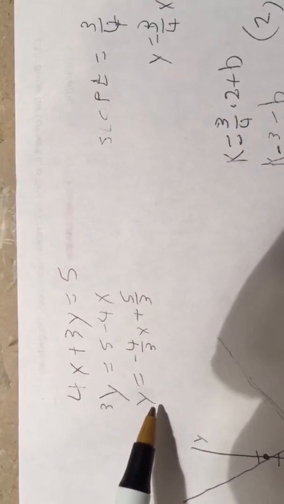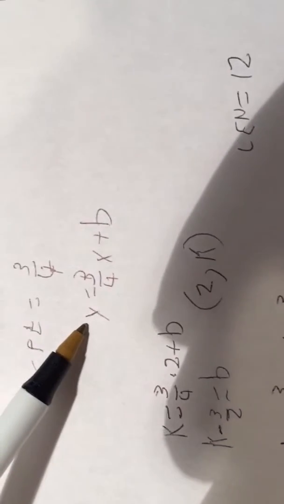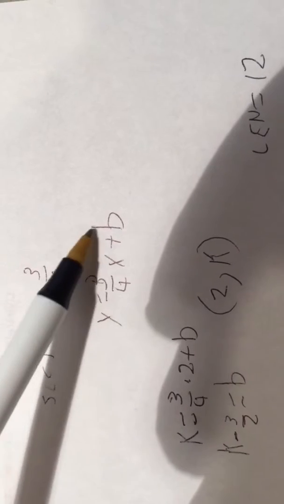When you're trying to find the line that intersects something, the slope is the negative inverse. So what I did was I figured out the slope was now 3/4, and therefore I created the equation for my perpendicular line: y equals 3/4 x plus b.